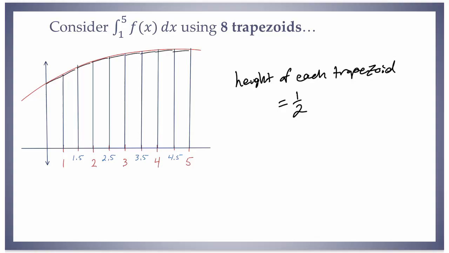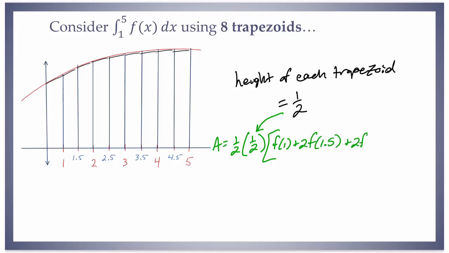In this situation, when we're trying to find the area, it's going to be 1/2 because of the formula for area of a trapezoid, times 1/2. That's your height of the trapezoid. And then you have the sum of all of the bases. We're going to have 1 f of 1. We're going to have 2 f of 1.5. We're going to have 2 f of 2. I'm going to run out of space here, etc., plus 1 f of 5.